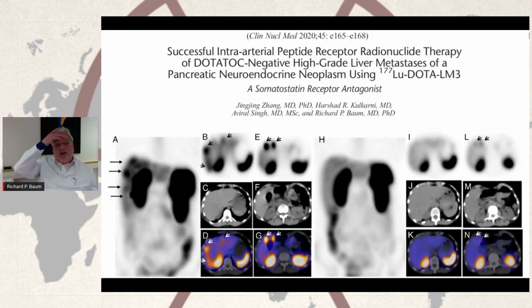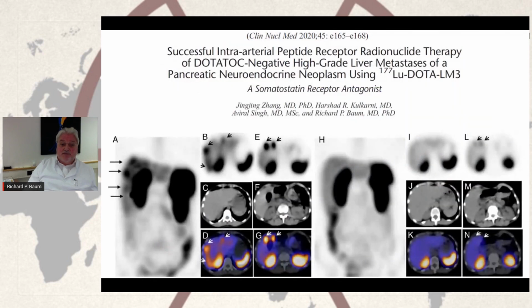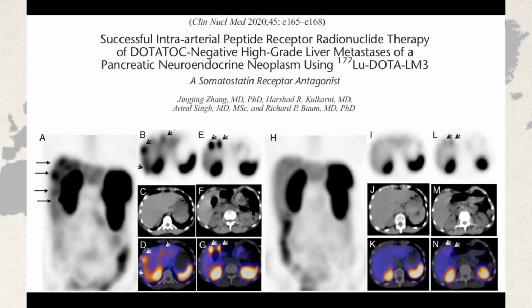And we have published other patients also just recently and could show that, if you look at the right side, this treatment was very successful. That means there was a complete remission of the liver metastases, which is ongoing in this patient after intraarterial antagonist treatment.